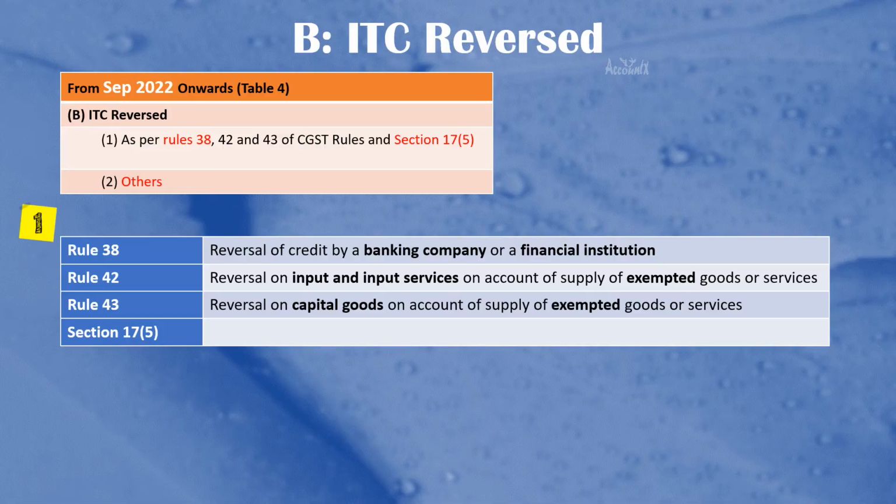Let's now move to section 17 subsection 5. This is about reversal of ineligible credit. It is also known as negative list, blocked credit, and so on. Input tax credit on certain transactions are specifically disallowed under GST.